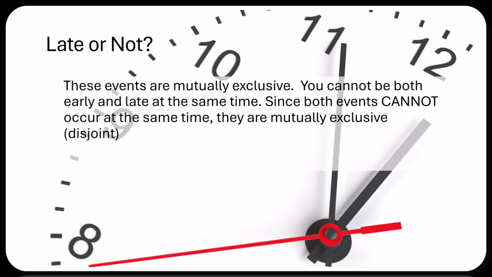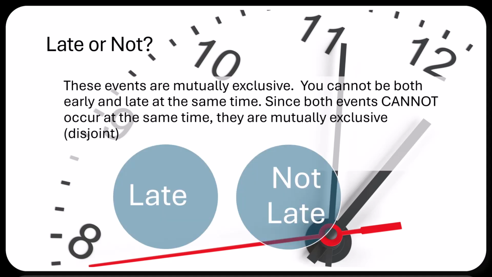Late or not. These events are mutually exclusive. You cannot be both early and late at the same time. Since both events cannot occur at the same time, they are mutually exclusive or disjoint. If we drew a Venn diagram of the situation, the circles would not overlap.